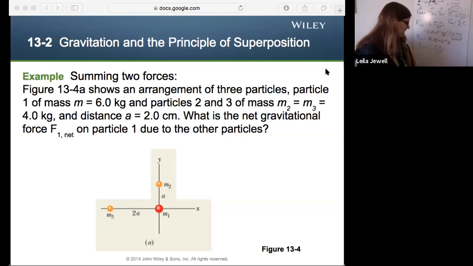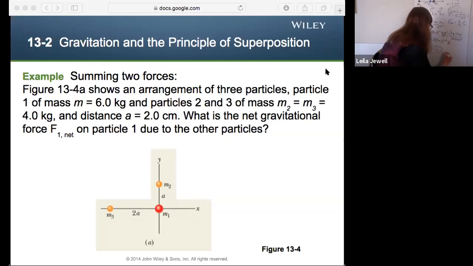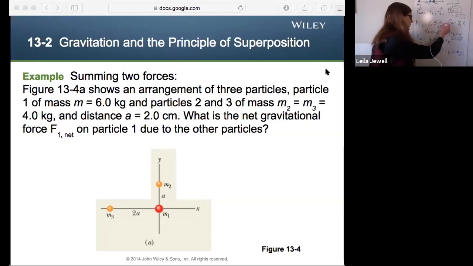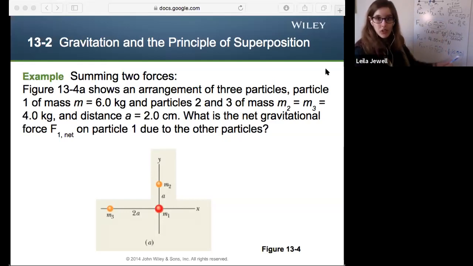M3 we could rewrite as M2, and I'm going to pull the 2 squared out, so that I have 1/4 of G M1 M2 all over A squared. That's something we've already seen before. That is exactly the same as what we had up here. So that means I could plug in here with my force of 1 from 2, what I already calculated. In other words, my 4.0, I'm just going to take 1/4 of it.